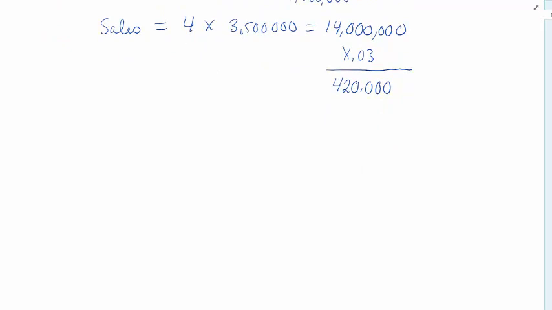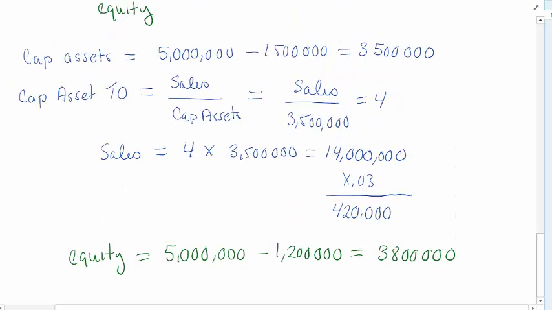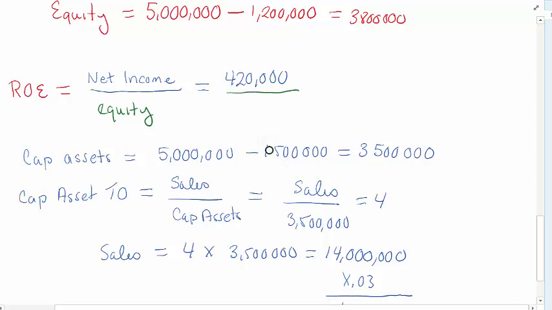Well, we can use our balance sheet equation. We know what our total assets are. They're $5 million. And we're actually told in the problem that our liabilities are $1.2 million. So assets minus liabilities are going to give us equity. So our equity is $3.8 million. We now have our denominator. So we can do the division, 420,000 divided by 3.8 million. That is going to give us 0.1105 or 11.05%.